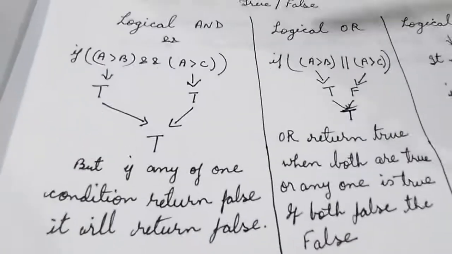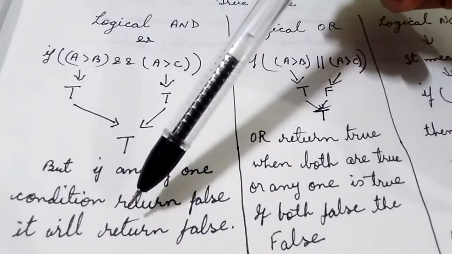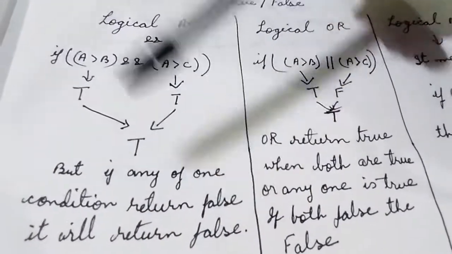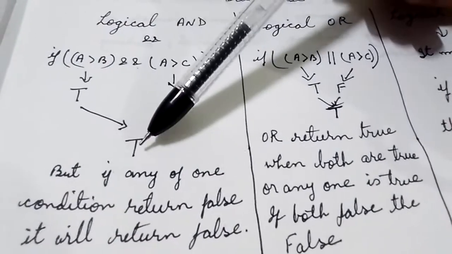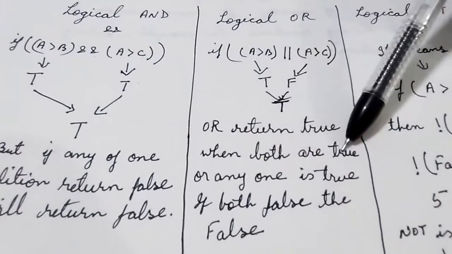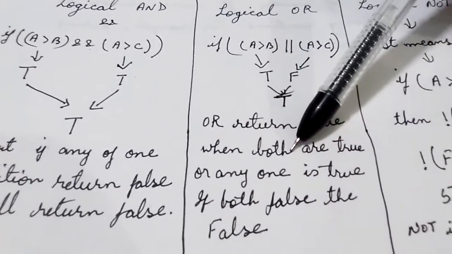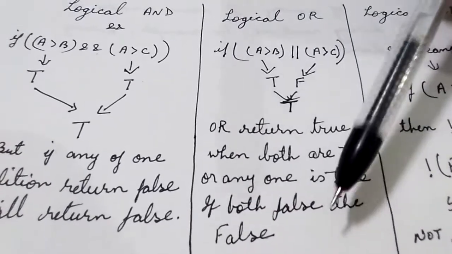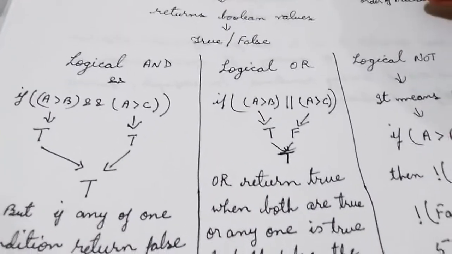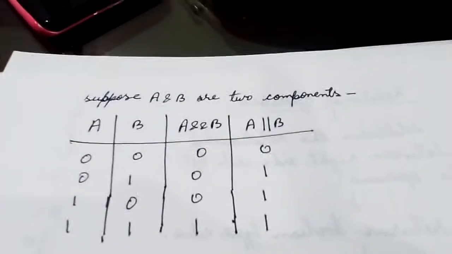So we can again go and see the logical and. If any one of the conditions is returning false, it will return false. And if both are returning true, it will return true. In logical or, when both are true or any one is true, it will return true. If both are false, it will return false. In order to make it more clear, we need to see a 0-1 table. It will also help you to understand the bitwise operators.